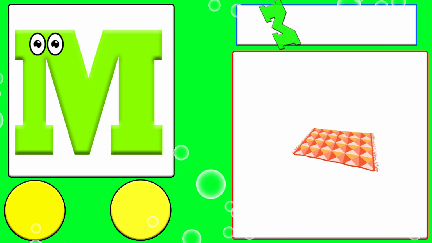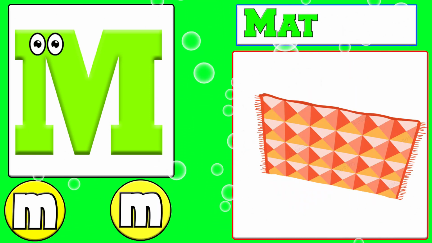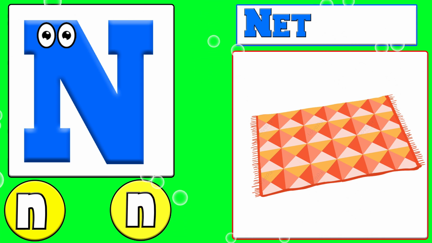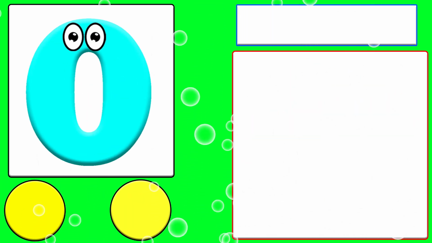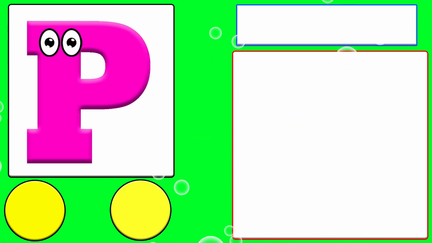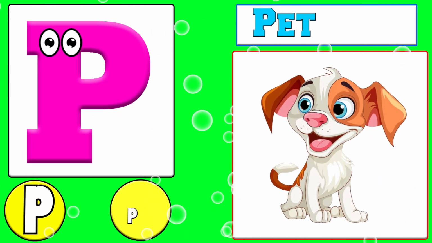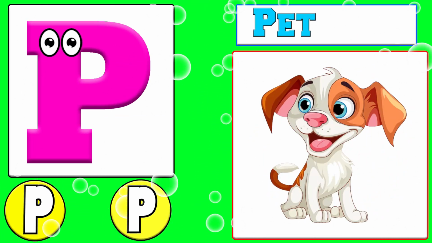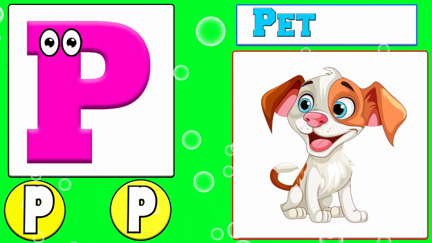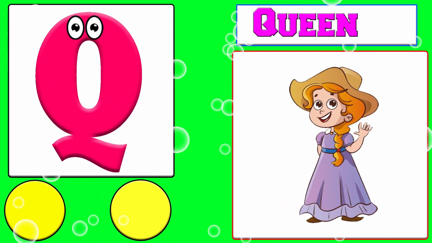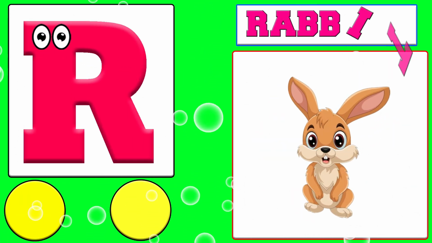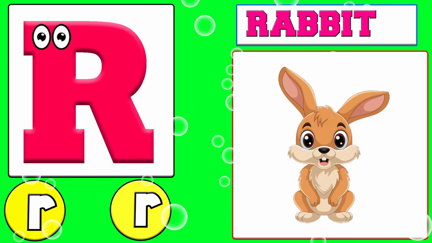M is for mat, m, mat. N is for net, n, net. O is for orange, o, orange. P is for pet, p, pet. Q is for queen, k, queen. R is for rabbit, r, rabbit.